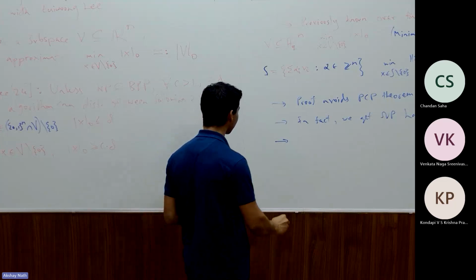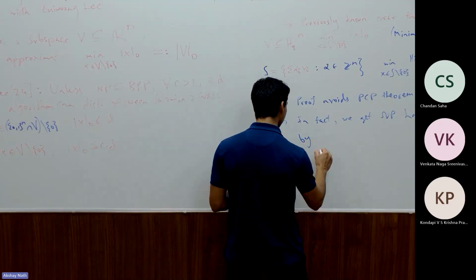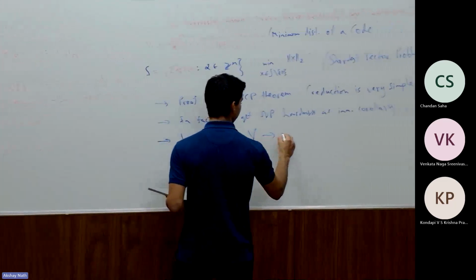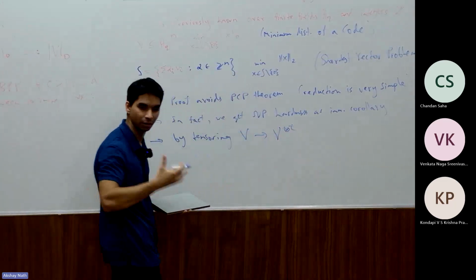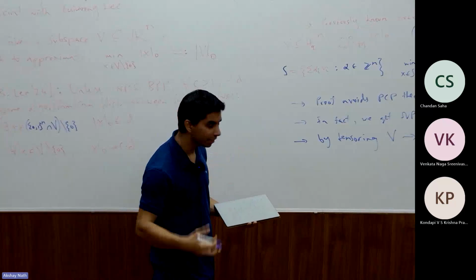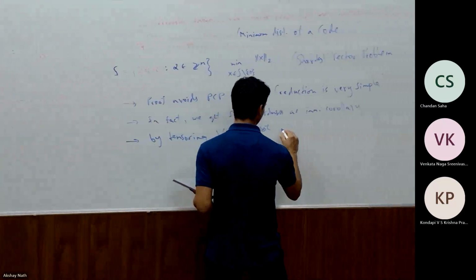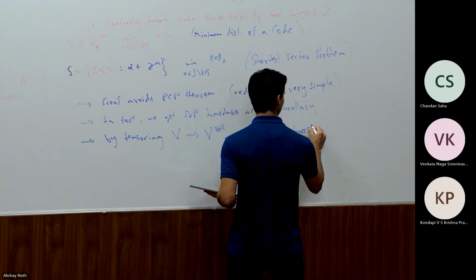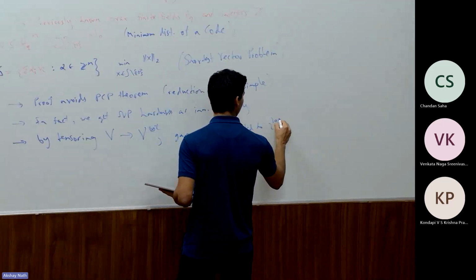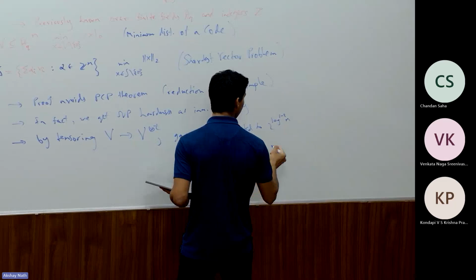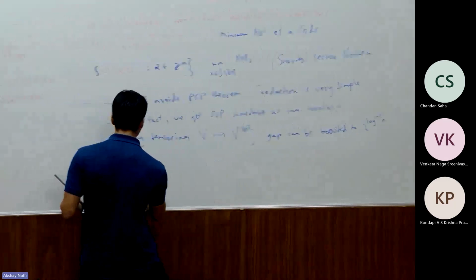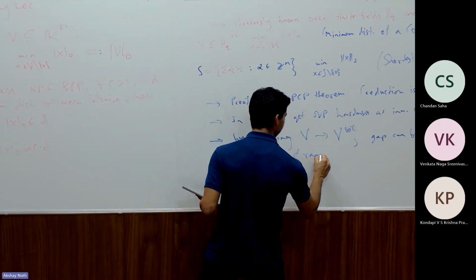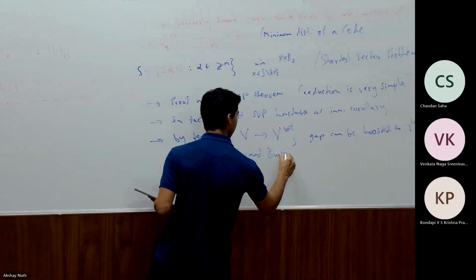And so final remark, this is a standard trick in the area by tensoring. As you map the subspace V to V tensor T, where T is a large constant, or even polylog n, the gap can be boosted to 2 to the log 1 minus epsilon n, assuming NP is not contained in randomized quasi-poly time.